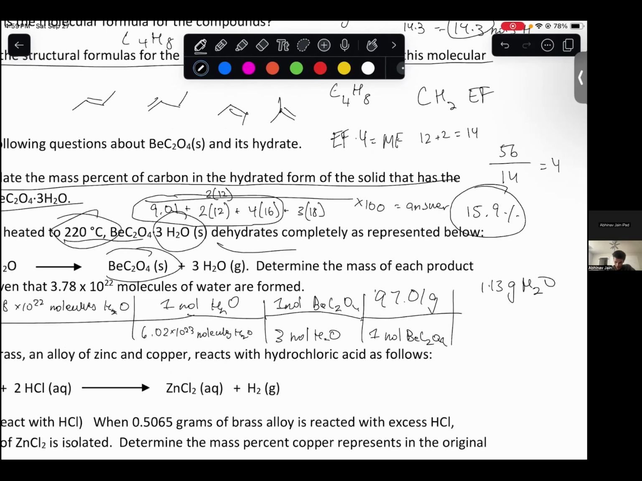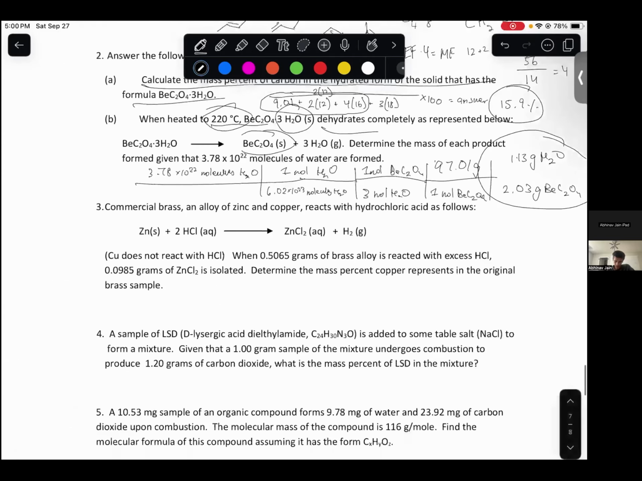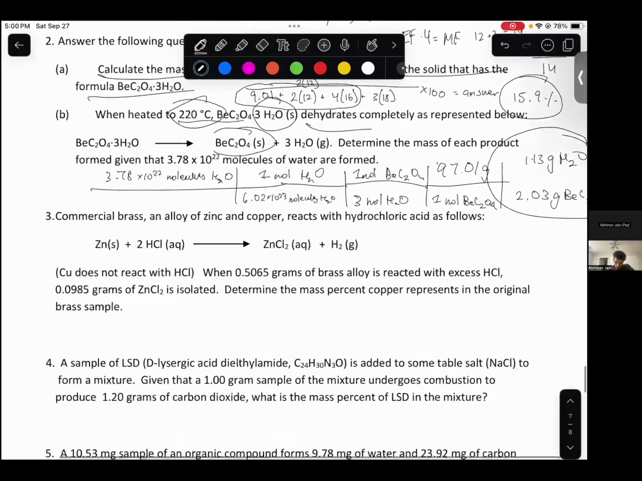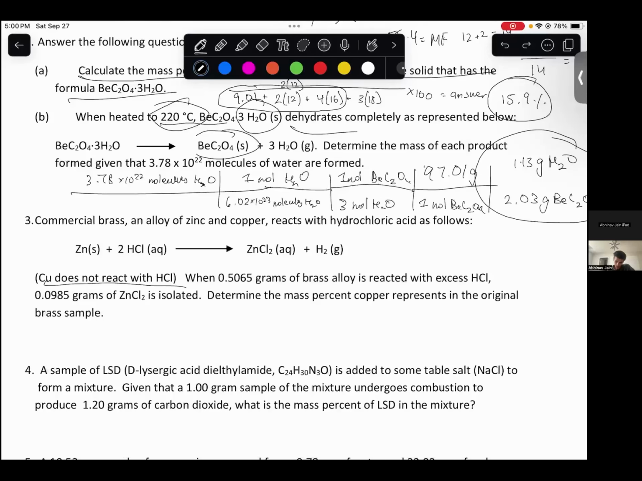So you multiply all this out. We're going to get around 2.03 grams of BeC2O4. So that's our answer. Number 3, commercial brass, an alloy of zinc and copper, reacts with hydrochloric acid. It says Cu does not react with HCl, so we know that only this reaction is going to be taking place.